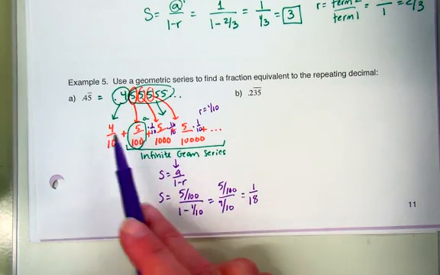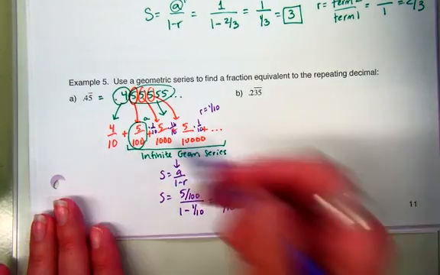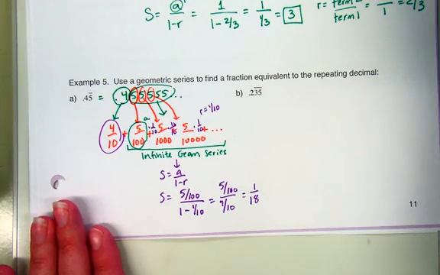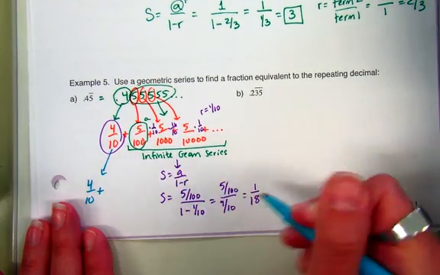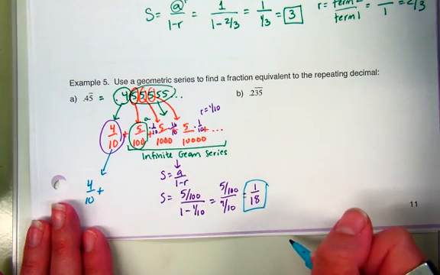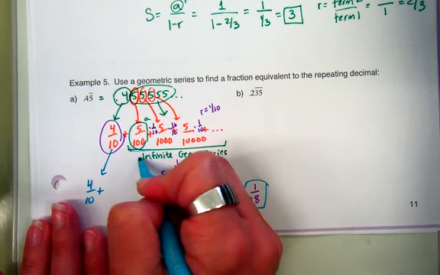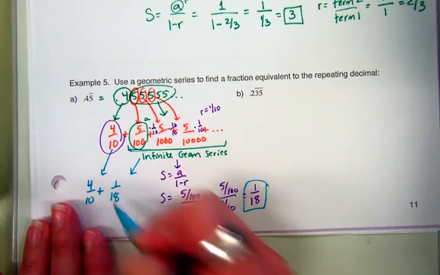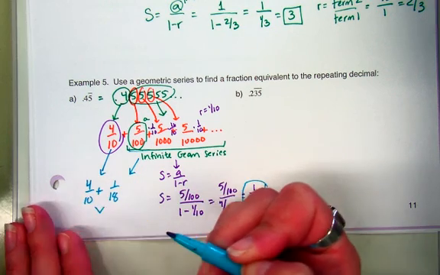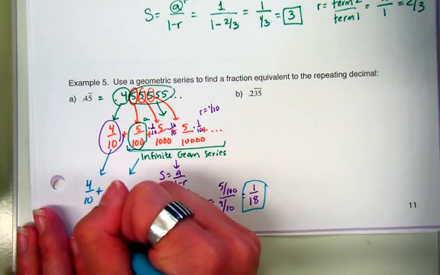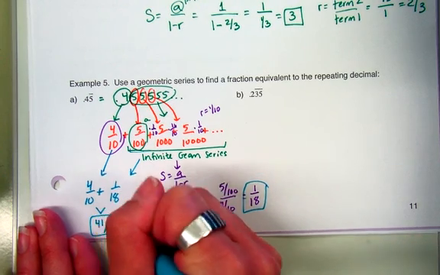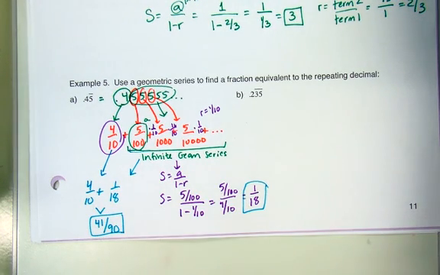But then we still had that 4/10 that we can't forget about. So the 4/10 was already out there. So I would take the 4/10 and add it to that 1/18, which was this whole part here. So this whole part converged to 1/18. And when I add those two together, common denominator, work it out, I think you get 41/90.